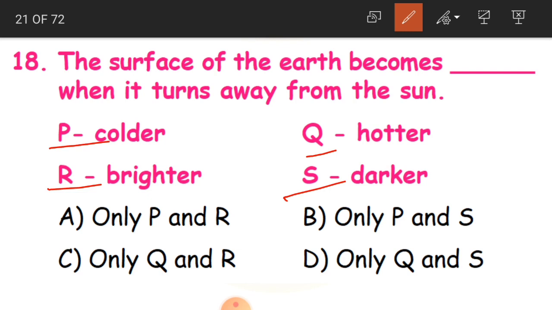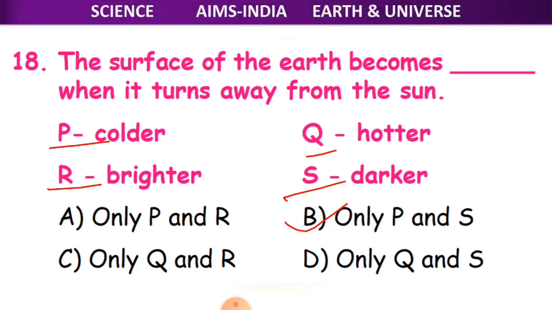Then B is only P and S, that is colder and darker. C is only Q and R, that is hotter and brighter. D is only Q and S, that is hotter and darker. So the answer is option B, children. P and S, so colder and darker. So when it is going to turn away from the sun, what happens? Sunlight is not going to fall on the earth. So it becomes dark and it also becomes cold. No? Like our winter season. Clear children? So B is the correct answer.